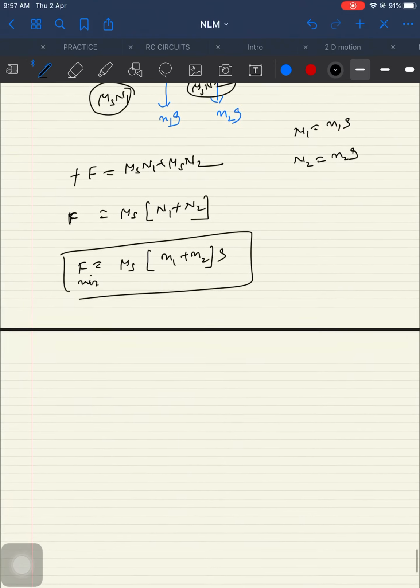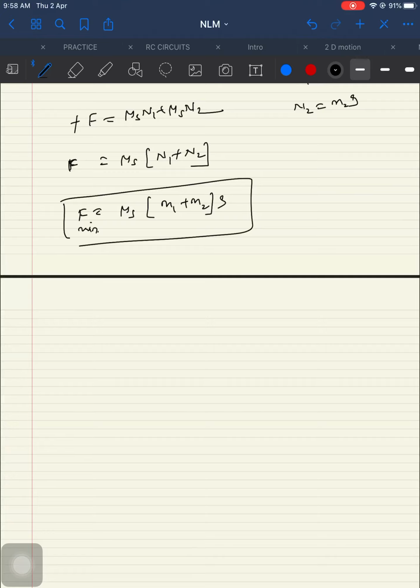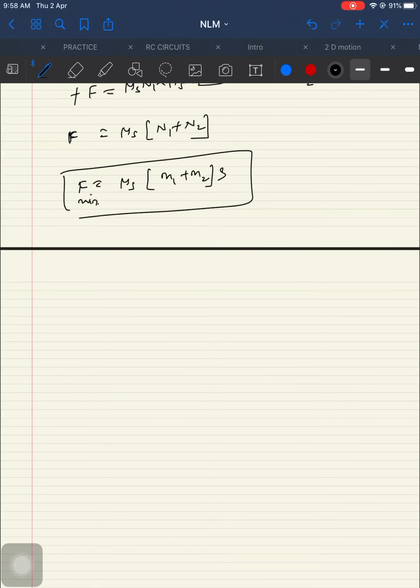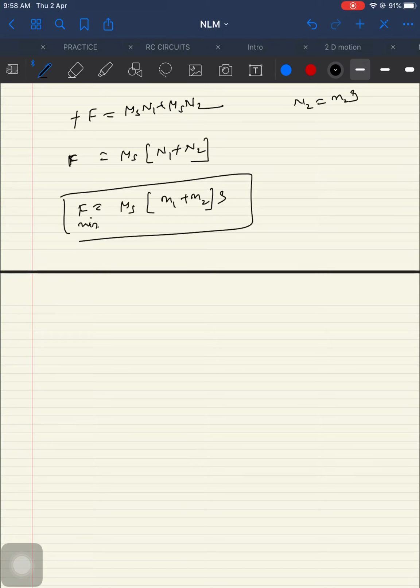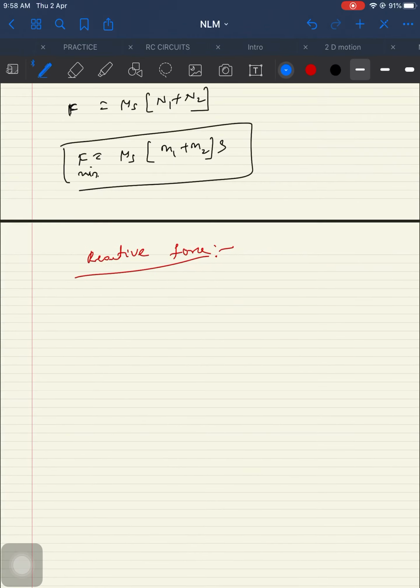Now the reactive force in between the blocks is also important. Let's take acceleration equal to 0. So for the reactive force between the blocks, whatever we call it, we should draw the free body diagram of the individual bodies.